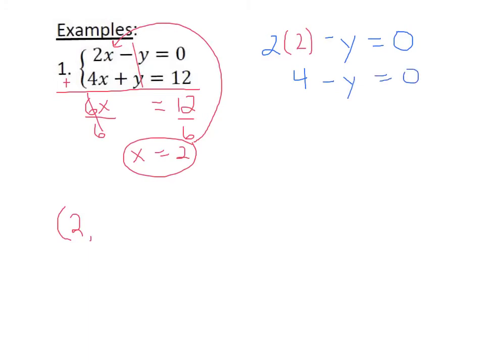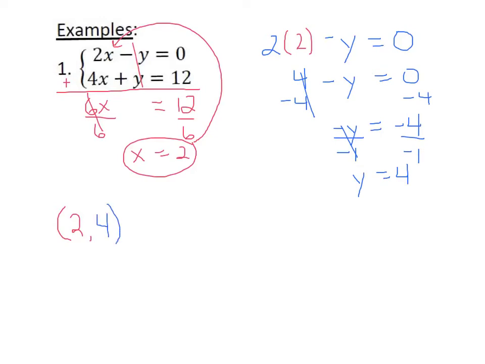Now I'm going to solve for y by subtracting 4. Then I have negative y equals negative 4. Now you have to divide by negative 1 to solve that. And that gives you y equals a positive 4. So let's put that in my ordered pair over here.